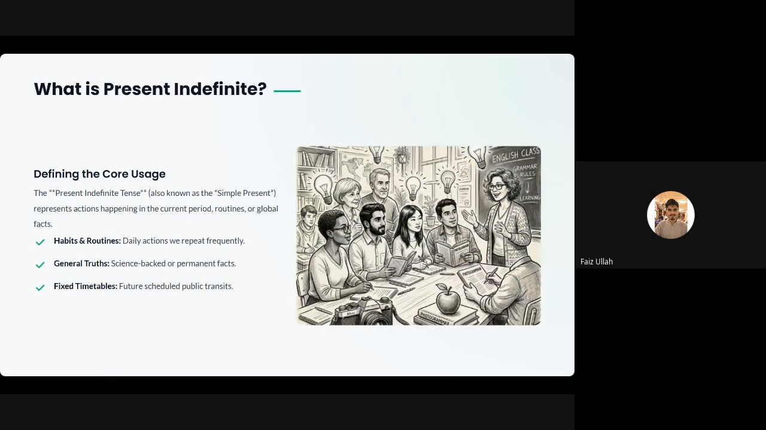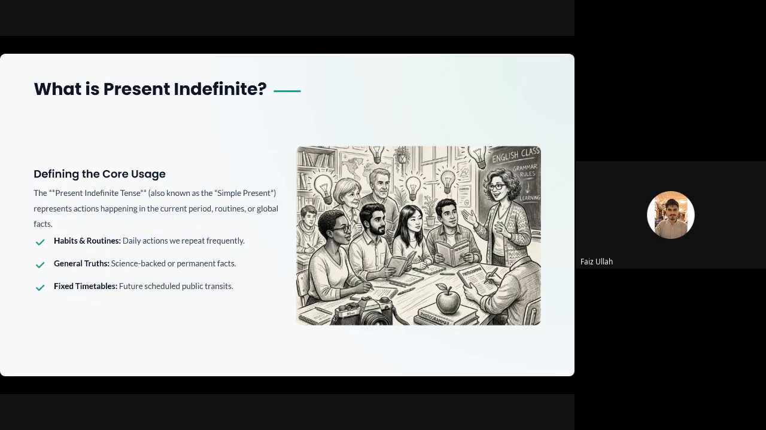First of all, we need to understand what is present indefinite tense. You can zoom in the slide as well. These are some general things that you need to understand about present indefinite tense. It is also known as simple present tense. In simple words, present indefinite tense is used for those activities that you normally do.